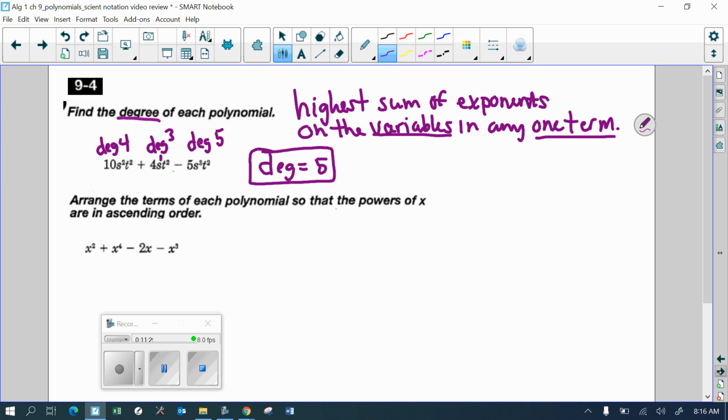Okay. Remember, terms are separated by plus or minus signs. So we have 3 terms there.